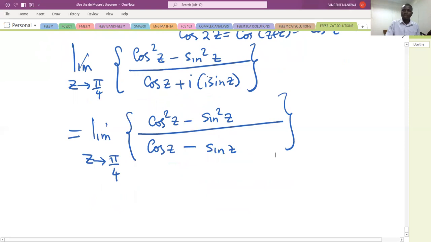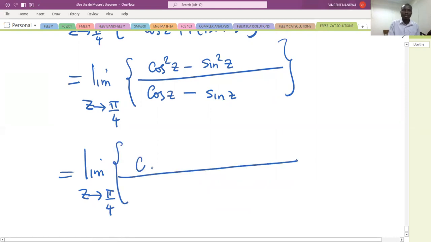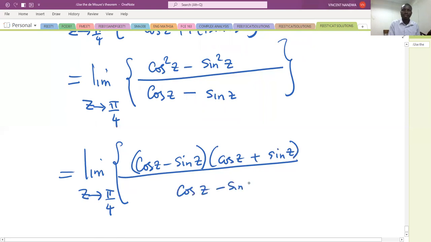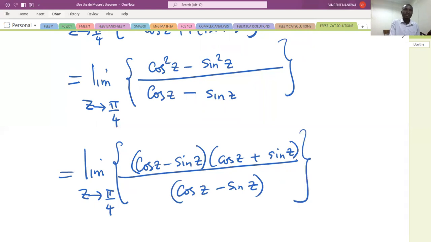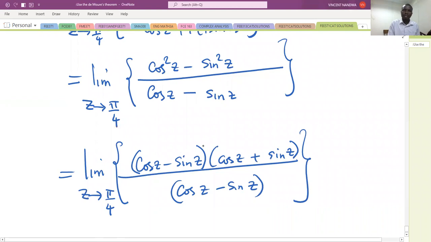And then cos squared z minus sine squared z is a difference of two squares. So this limit as z approaches pi over 4 of the function, now I write this one as cos of z minus sine of z, I multiply by cos of z plus sine of z, and then I divide by cos of z minus sine of z. Now with that factorization, you see that this bracket and this bracket cancel out.